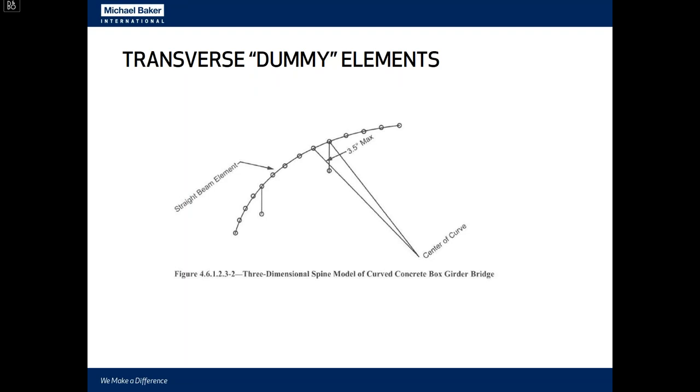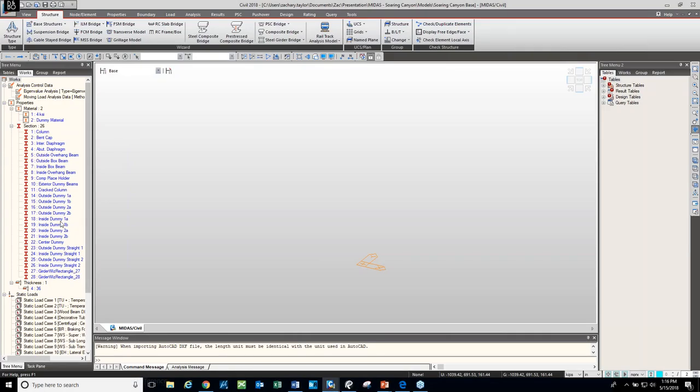In a grillage model, transverse dummy beam elements provide the load path for distribution between longitudinal girders. These dummy elements provide stiffness, but they're weightless. The division of these transverse dummy elements that we used follows the guidelines found in AASHTO and an NCHRP report. The central angle between the ends of any given longitudinal beam segment should not be greater than 3.5 degrees, and for our bridge, the maximum beam segment length was 26 inches. So that brings us back to the model.